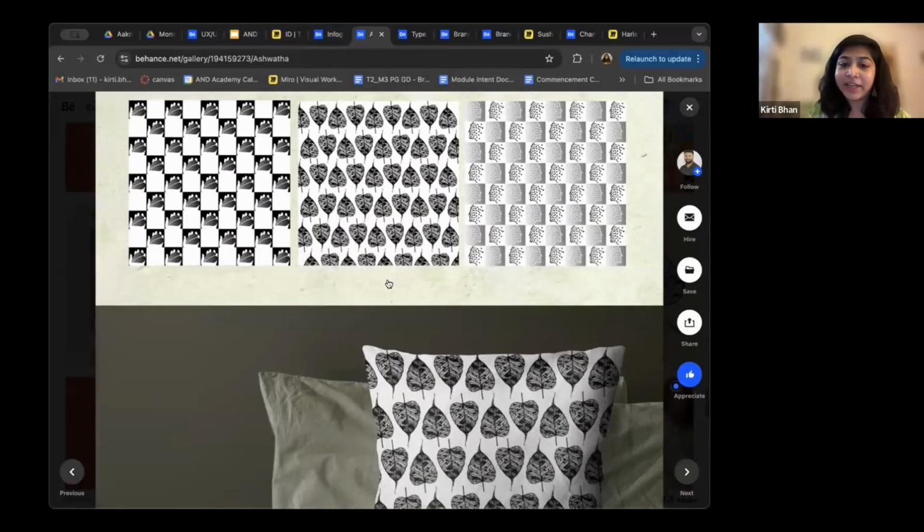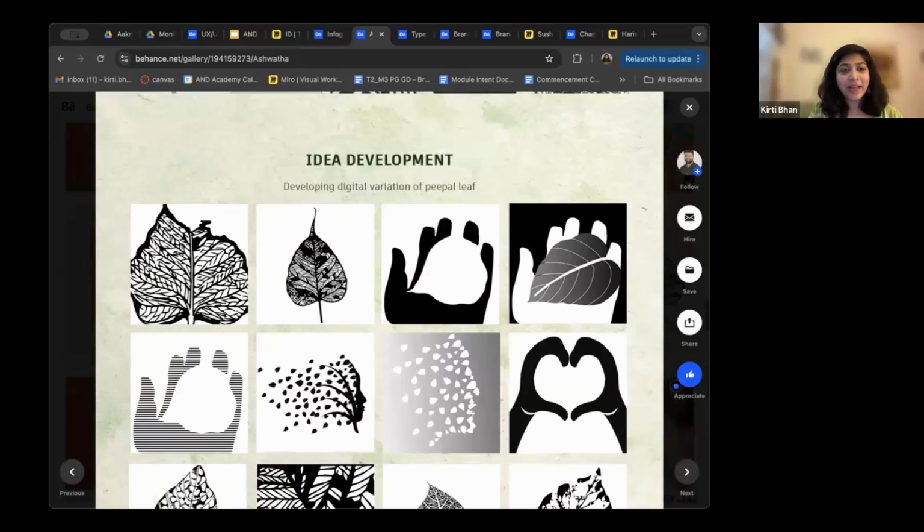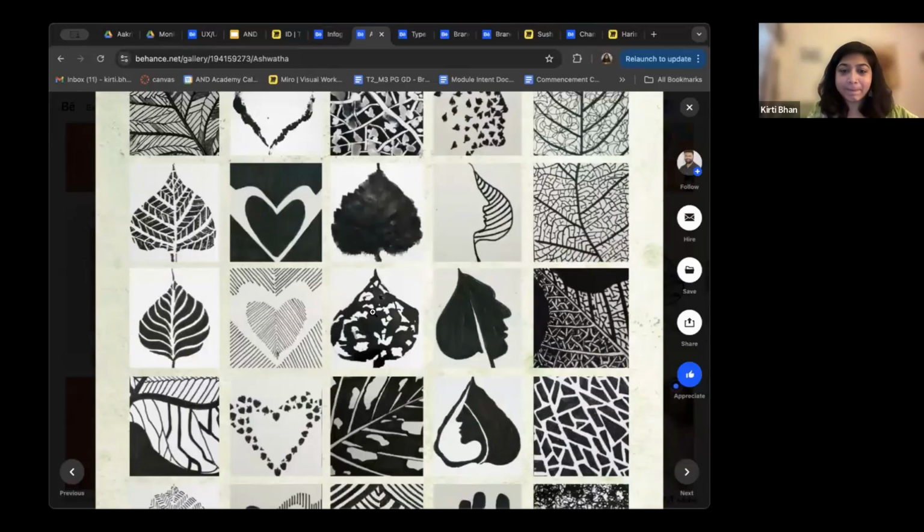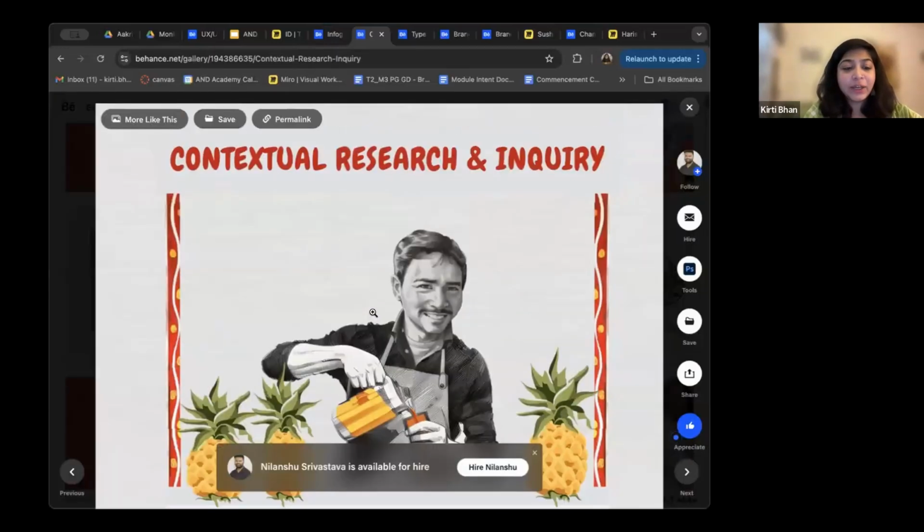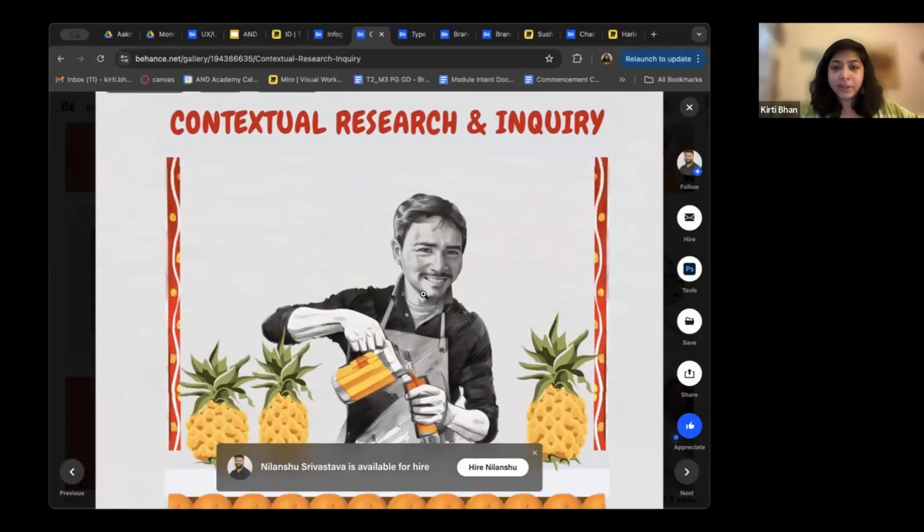I'll take you to another very interesting one, which is context and inquiry. Basically, context and inquiry is a user research method where designers observe and interact with users in their real environment to understand their tasks, their needs, and their behaviors, and it helps them gather in-depth insight into how users interact with their products and services in context.